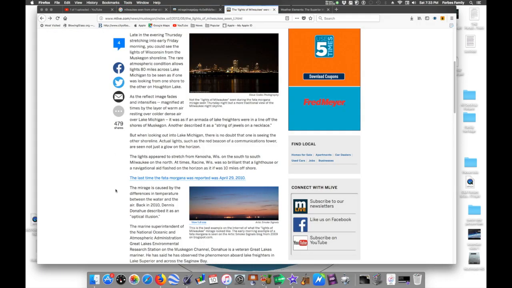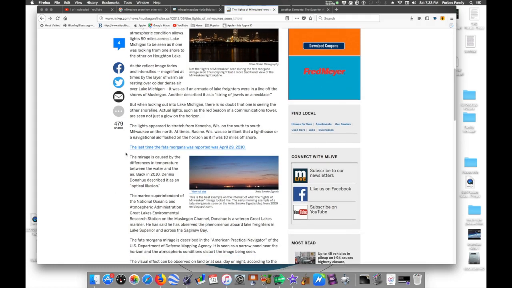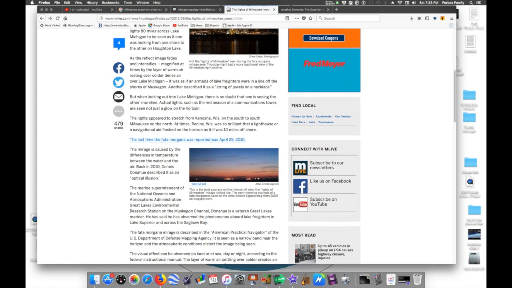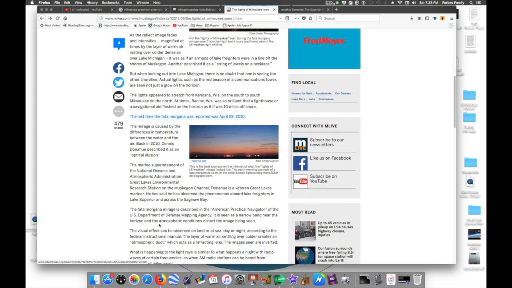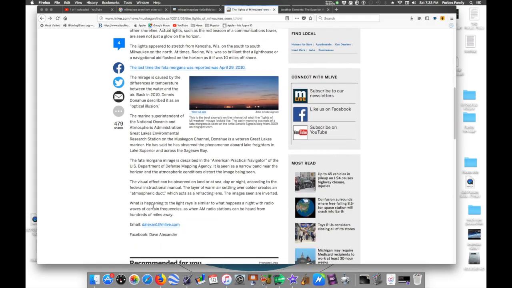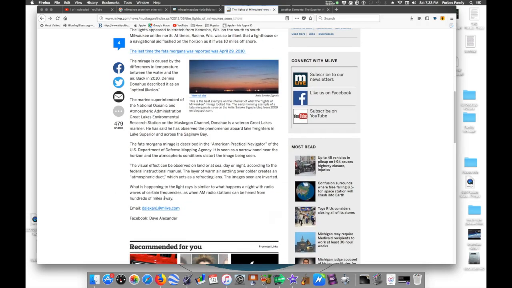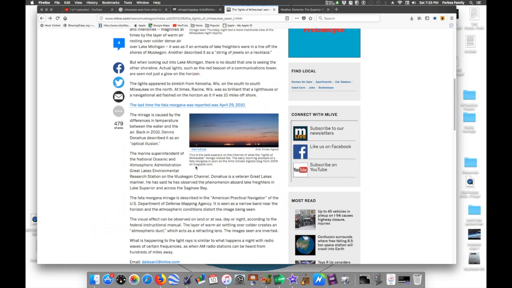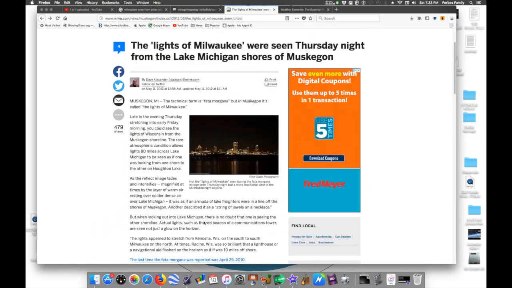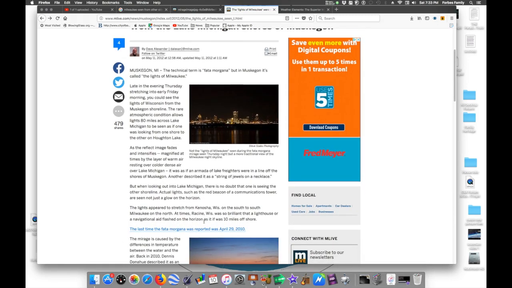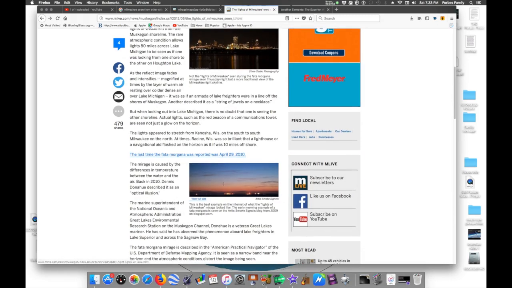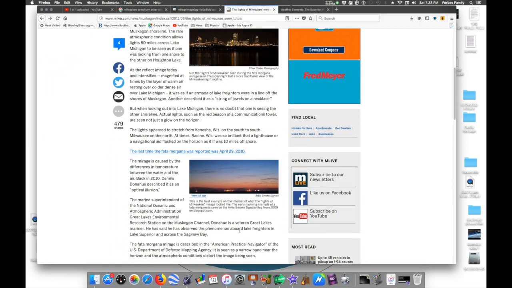Anyways, this article, you can find it on this website here. I can put that link in the description below so you can see what it was referring to. Basically, they're chalking this up to a superior mirage, potentially. Interesting stuff. So, 83 miles across the lake.